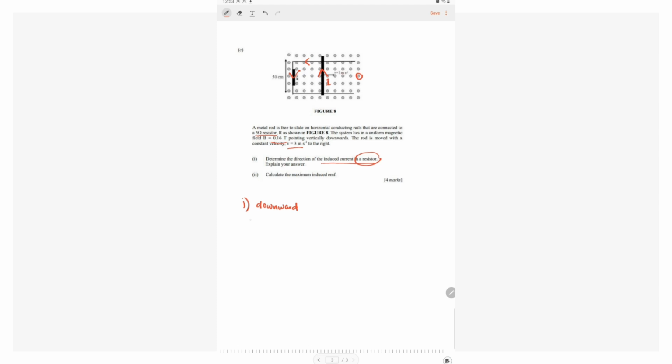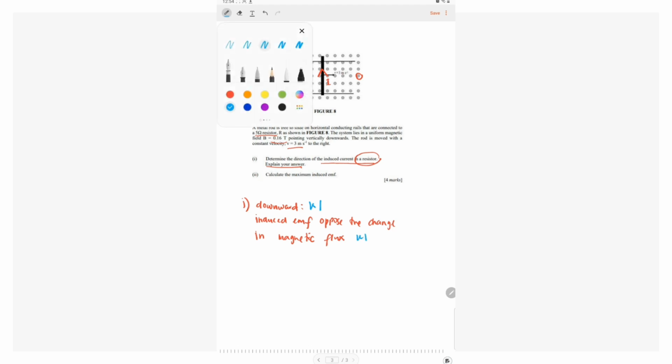Okay, dan seterusnya, dia suruh explain your answer. Okay, kita boleh jawab induced EMF oppose the change in magnetic flux. Okay, untuk markah dekat sini, satu markah untuk downward, satu markah dekat sini pun satu markah.